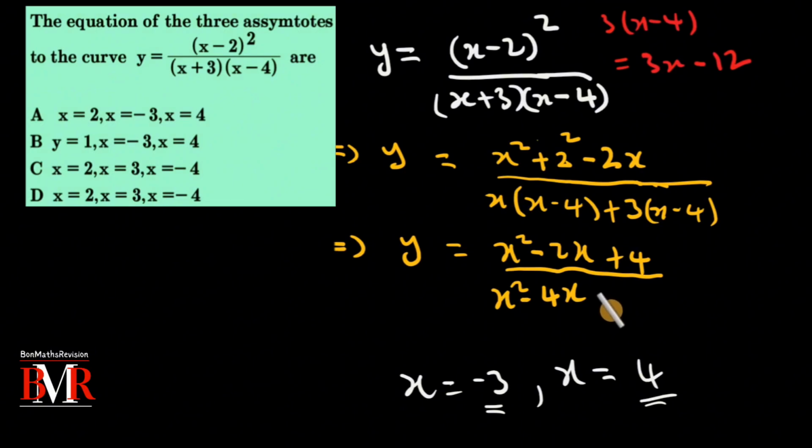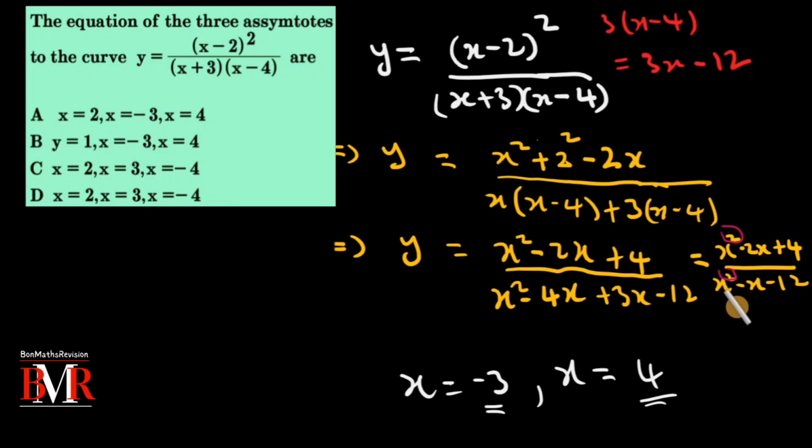So here will be plus 3x minus 12, which gives x squared minus 2x plus 4 all over x squared minus 4x plus 3x, which is minus x, minus 12. You see the degree of the polynomial at the numerator is 2 and the degree of the polynomial at the denominator is also 2, and the coefficient of the x with the highest power is 1 in the numerator and also 1 in the denominator. It means the horizontal asymptote is y equals 1 over 1, which is the same as 1.